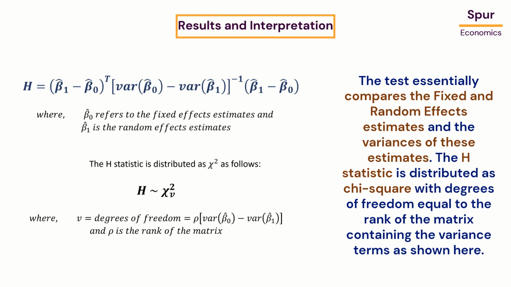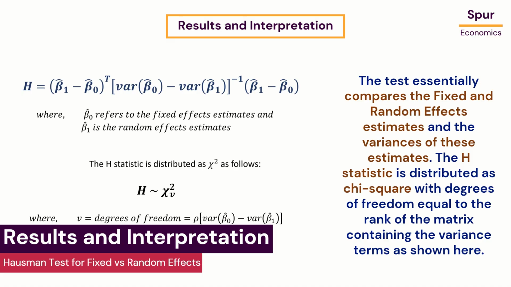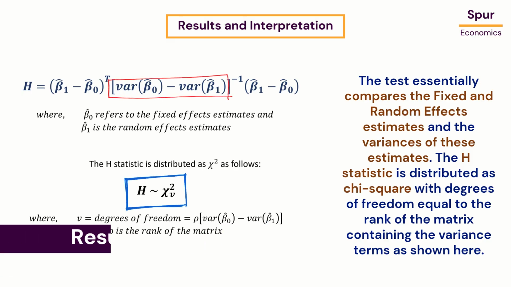The Hausman statistic is calculated using the formula shown here. As we can see, the test essentially compares the fixed and random effects estimates and the variances of these estimates. The H statistic is distributed as chi-square with degrees of freedom equal to the rank of the matrix containing the variance terms as shown here.